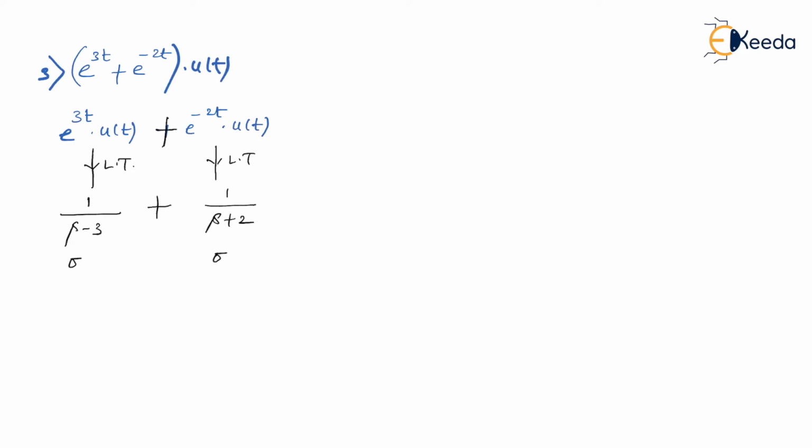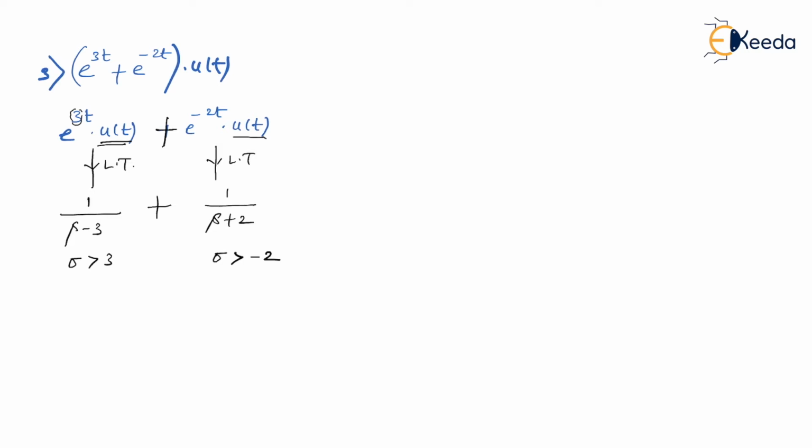Let us try to get the ROC using a trick. See, the pole is present at 3 and it is multiplied with u of t, right? If it is multiplied with u of t, it means the ROC would be to the right-hand side of the specified pole. Therefore, it would be sigma greater than 3, where 3 is the location of the pole. Here, since it is multiplied with u of t, again sigma would be greater than the specified pole, which is minus 2. Am I right? If you remember, we have to take the effective ROC here. Effective ROC is nothing but the intersection of ROC1 and ROC2.